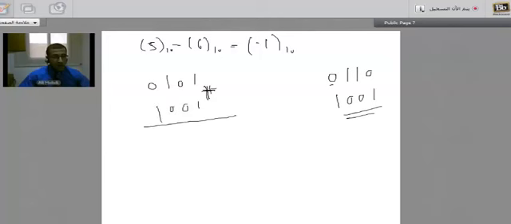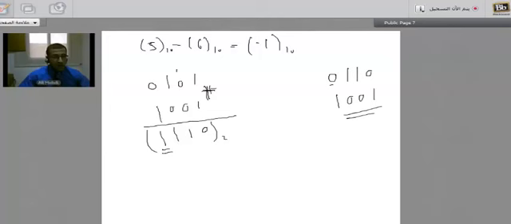Okay, let's do the addition. 1 plus 1 is 0 carry 1. This one comes down, this comes down, and this comes down. Now, okay, have a look at something here. We do not have an overflow here. There's no overflow. Can you see we've got 4 bits as we started? But the most left digit here is 1, which means the number is negative.